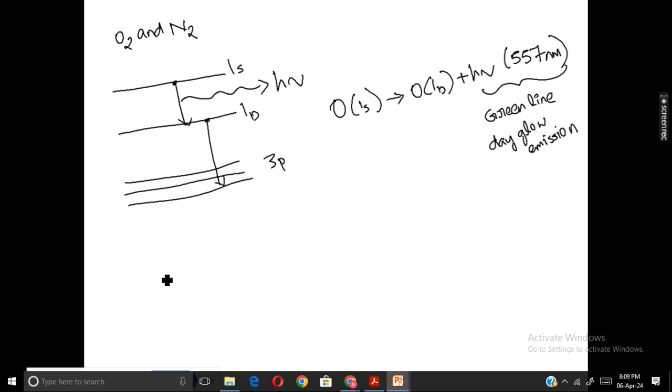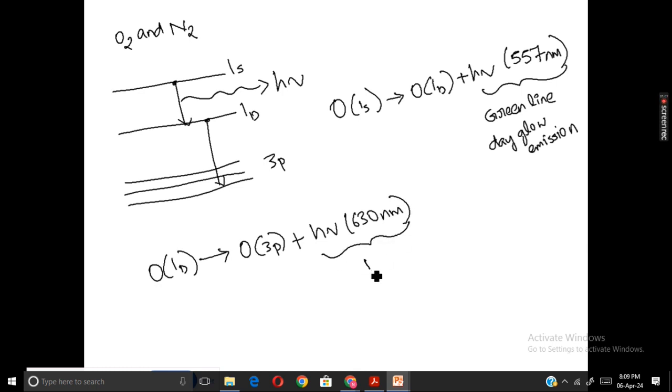Whereas in case of the second one, oxygen going from 1D to 3P, the emission is with a wavelength of 630 nanometer, which is basically the red line. So these are the basic differences between airglow and aurora. I think it is clear.